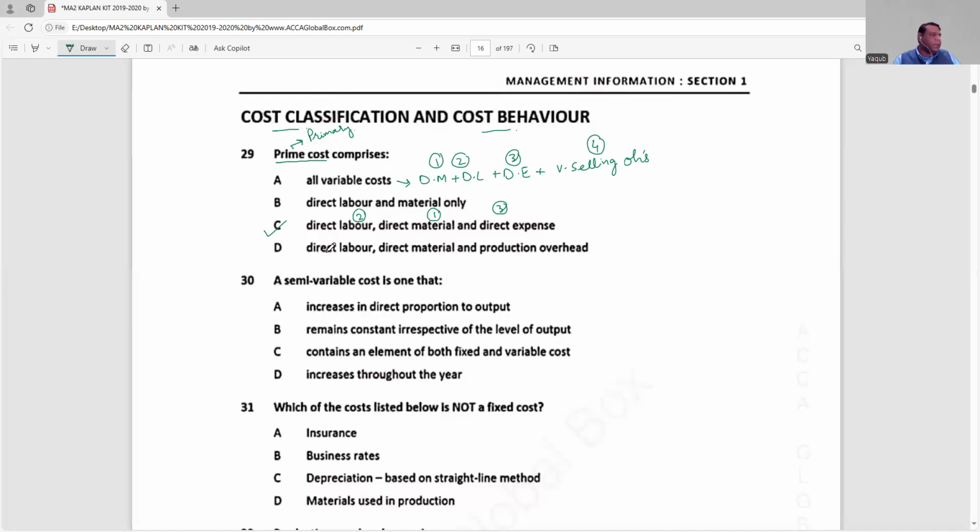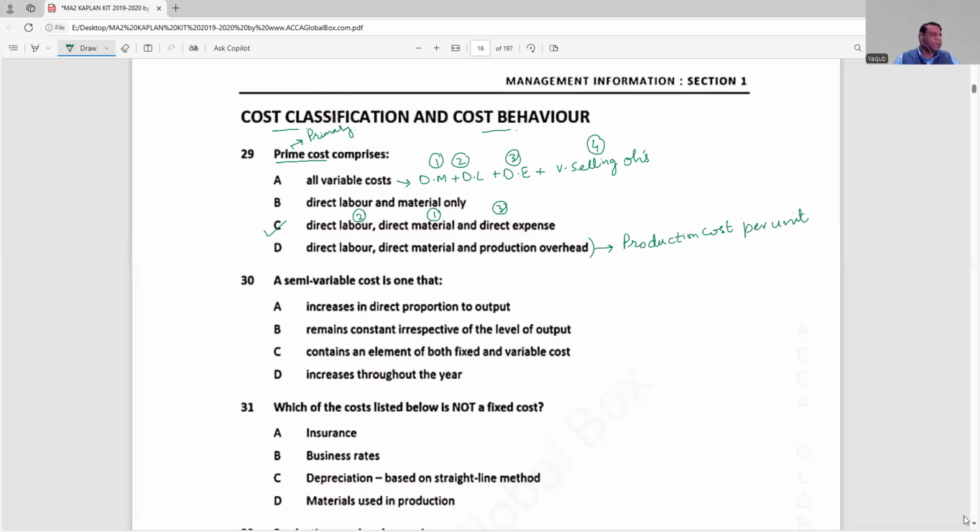And for example, option D, direct labor, direct material, production overheads, this is basically production cost per unit. Then if I am asked what the variable costs are, I will say that all variable costs is option A. If the question asks what is production cost per unit, then the correct answer is D. And if the question says prime cost, this one is the prime cost.